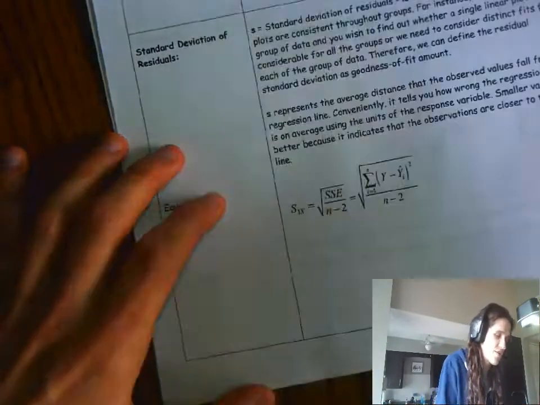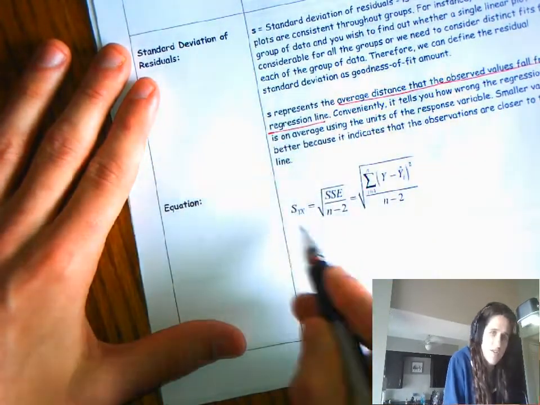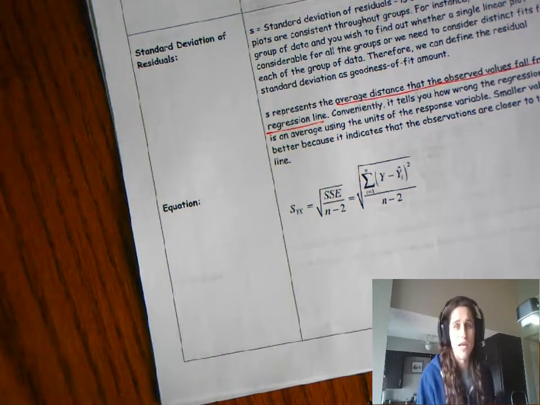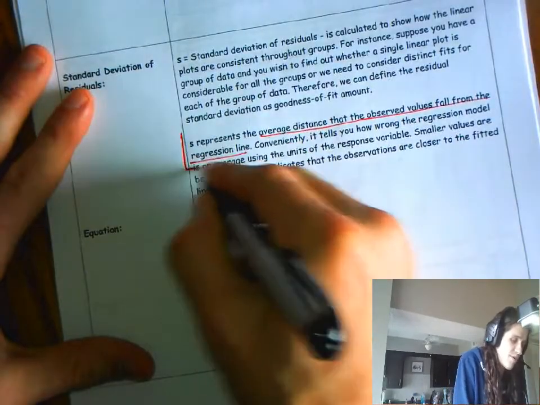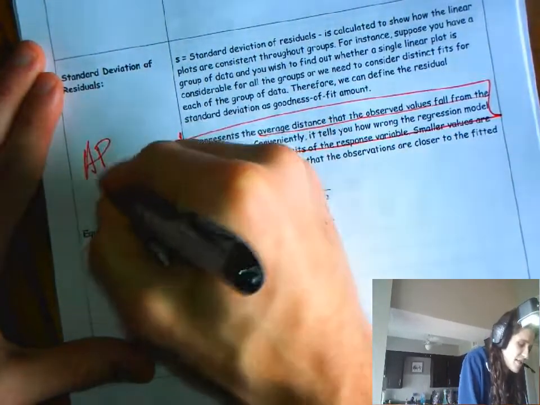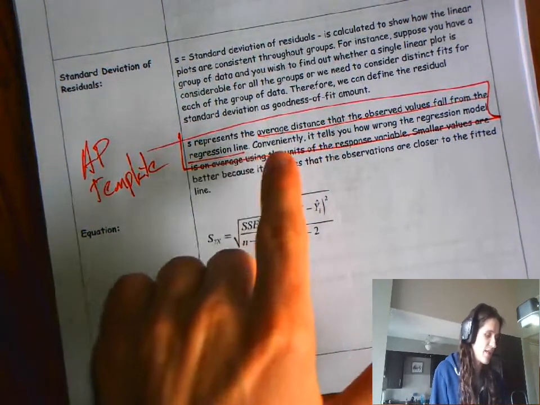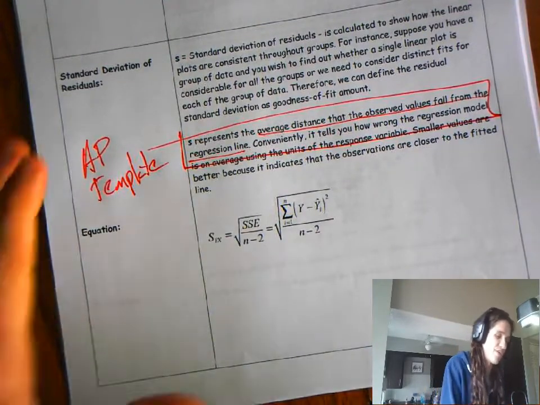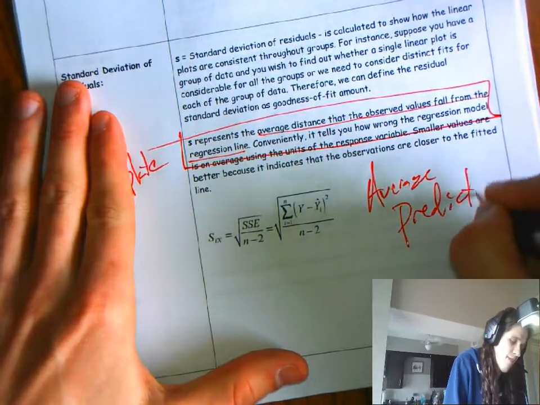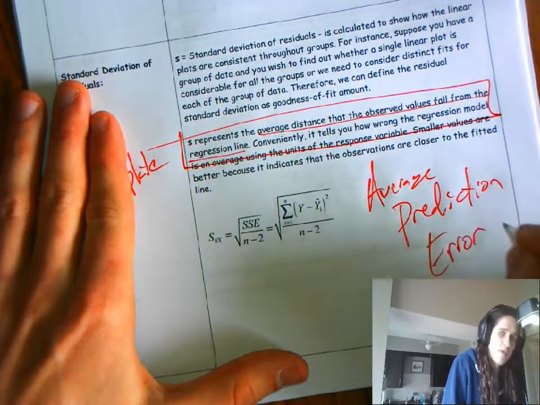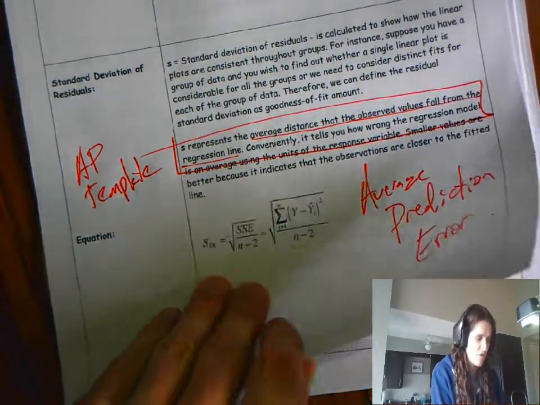Standard deviation of residuals. What is this? The average distance that the observed values fall from the regression line. Here's an equation, and I just can't believe AP is going to ask you to use it given the time constraints, so I'm going to skip it. The thing you need to know, I'm going to put a big box around it and write by it: AP template. You need to know that s is the average distance that the observed values fall from the prediction line. That is the average prediction error. I like thinking about residuals as a prediction error. How much did you miss by? A residual is kind of a prediction error.